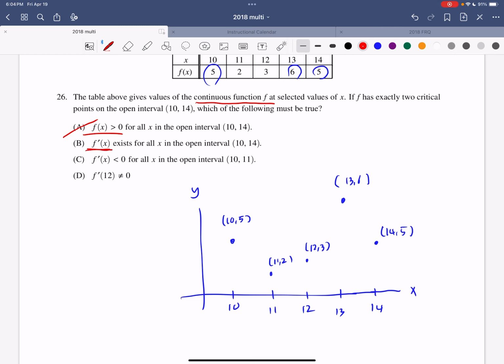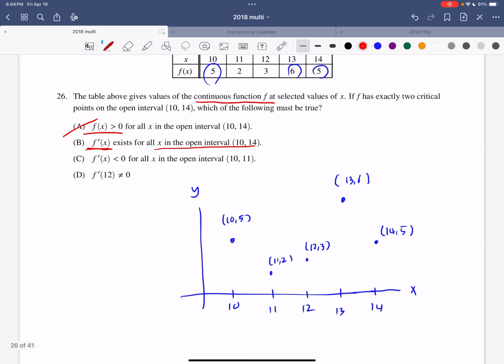So f prime, which means the slope, exists for all of this interval. That is also not necessarily true. Yet it is continuous, which means you're not going to have a break like this. But it is possible that you're going to have an undefined slope, such as like this. If you have something like this, do you see this pike? You cannot derive this one. It is continuous, but you cannot differentiate. So when you have some pike like this, f prime does not exist at that particular point because it's an undefined slope. So that's not true.